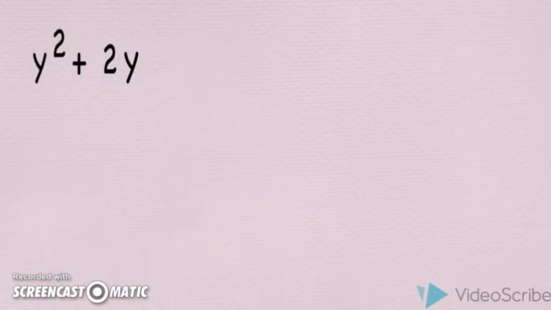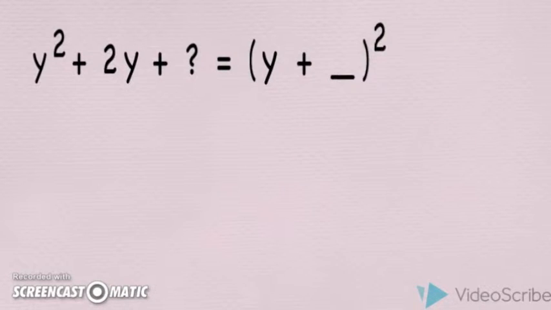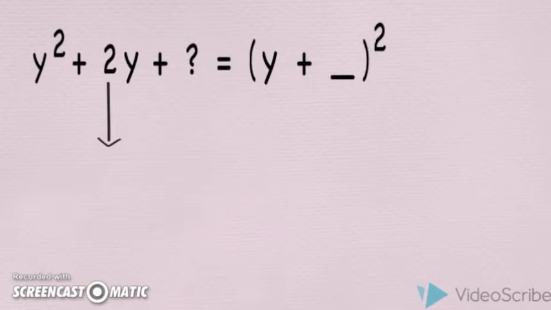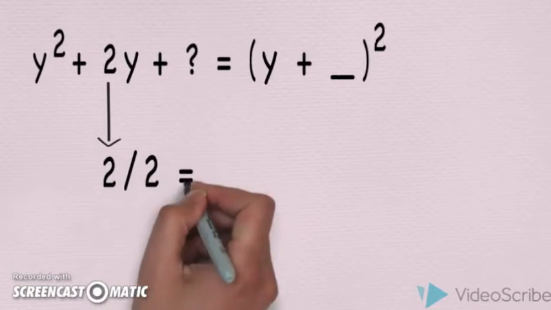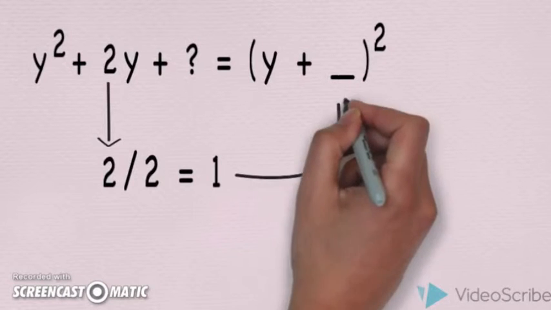Now let's take a look at our y terms. So our expression was y squared plus 2y. To make this a perfect square trinomial, what do we need to add and how will this factor out? So again, using our trick, let's look at the coefficient of our y term, in this case, 2. When we divide this by 2, we see that the number that will go inside our quantity is 1.